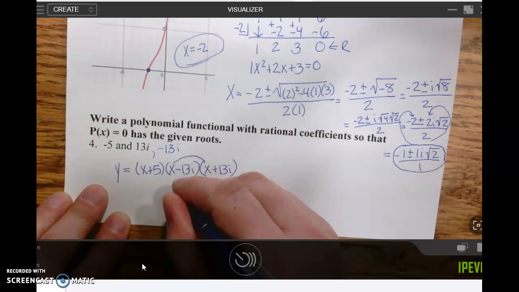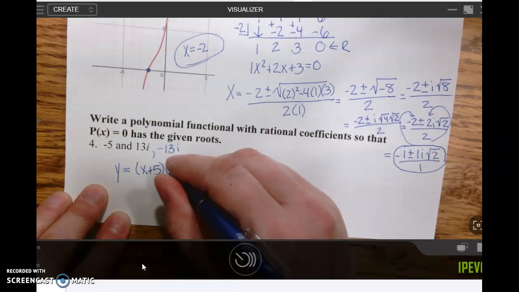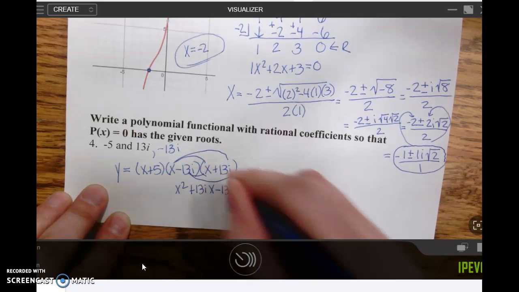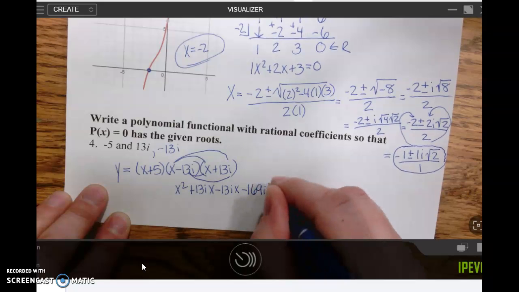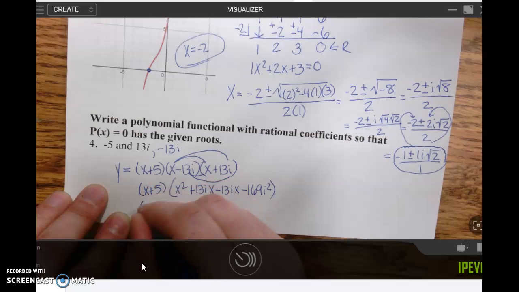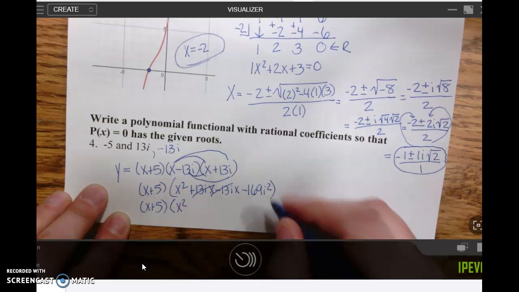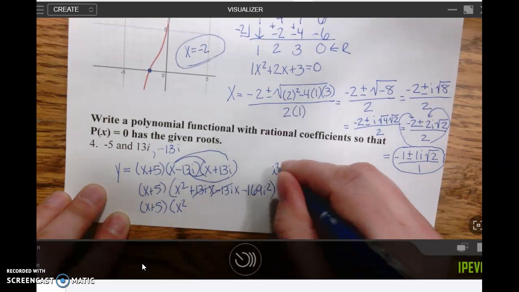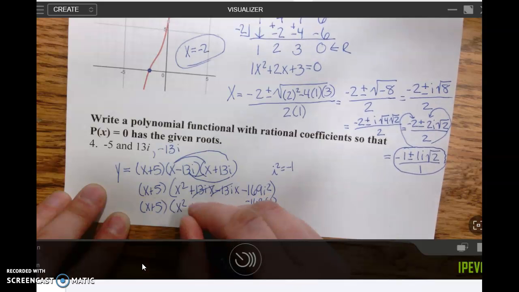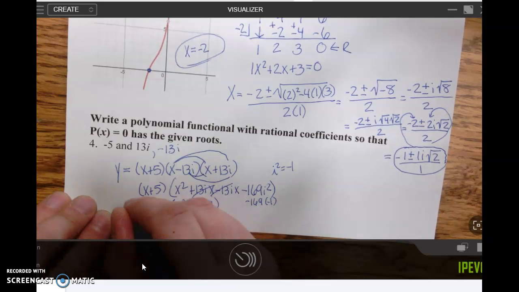So we get x squared plus 13ix minus 13ix, and then minus 169i squared. And our x plus 5 comes down. The middle terms cancel, so we have x squared. And then remember, i squared is a negative 1. So this is really negative 169 times a negative 1, which is plus 169. And we just need to multiply one more time.